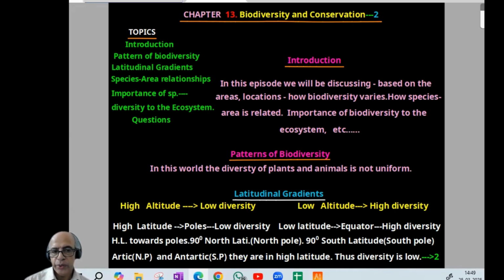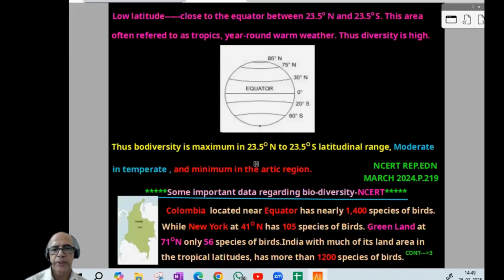So high latitude is towards the poles: 90 degrees north latitude, the North Pole, and 90 degrees south latitude, the South Pole. In the Arctic and Antarctic, the North Pole and South Pole, diversity is very, very less. And they are in high latitude, so automatically diversity is low. I think you got the idea of latitude, altitude, etc. Now we can proceed to page number 2. The first page was clear, because those basic terms we should familiarize.